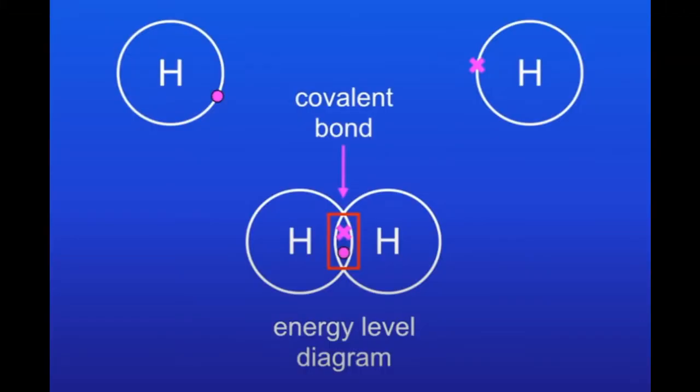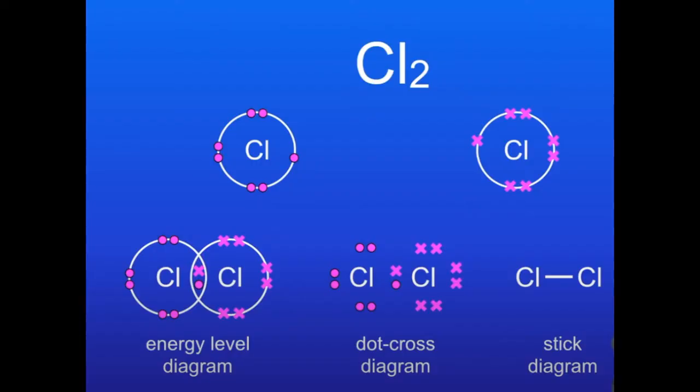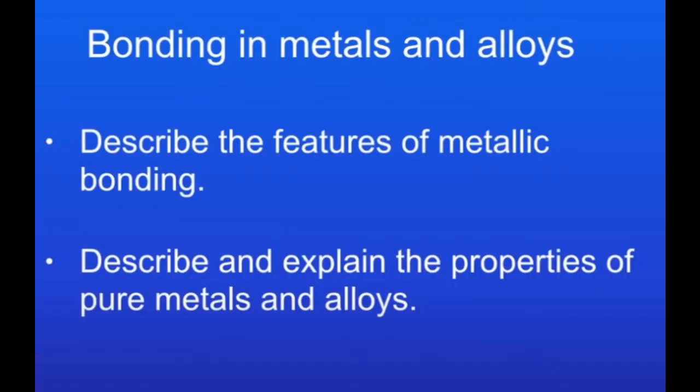As you can see, the 2 hydrogen atoms are now bonded together, sharing the 2 electrons. The electrons are represented by a dot or a cross. There are 3 ways to show covalent bonding: an energy level diagram on the left, dot and cross diagrams in the middle, or stick diagrams on the right. This is another example, but for the diatomic molecule chlorine instead. Now on to metallic bonding and alloys.